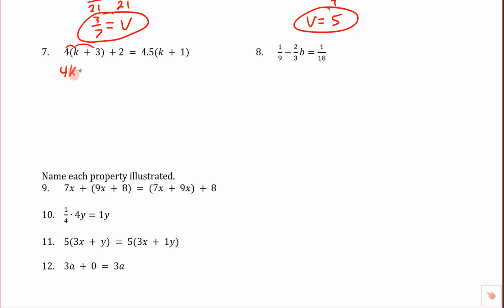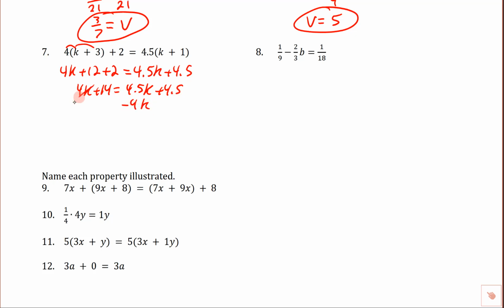So this is going to be 4k plus 12 plus 2, and then on this side 4.5k plus 4.5. Let's move the 4, well, let's finish simplifying here. Put those together, we get a 14. So this is 4k plus 14 equals 4.5k plus 4.5.